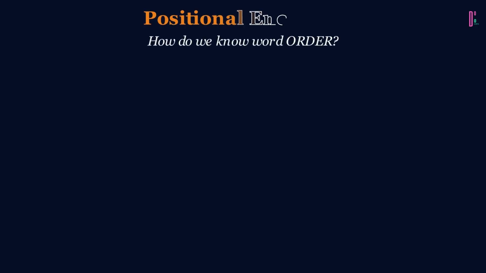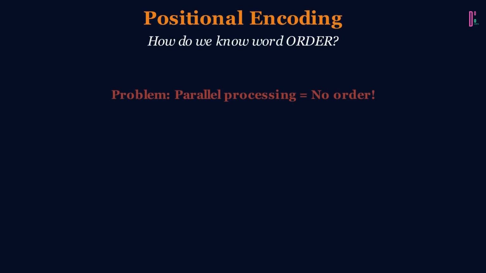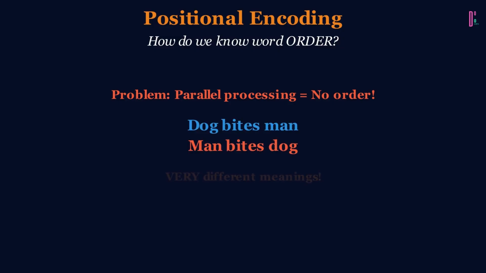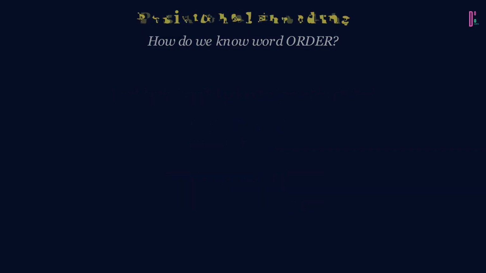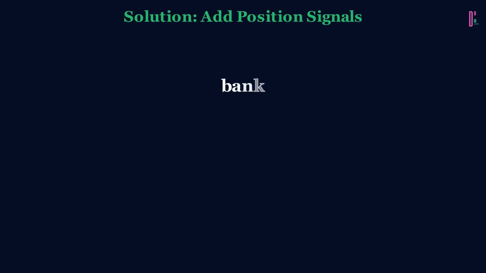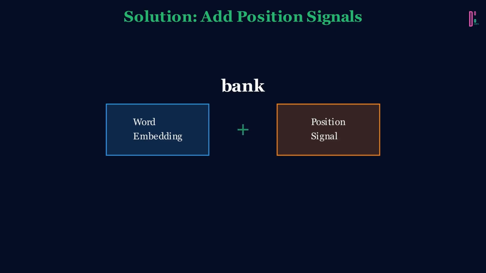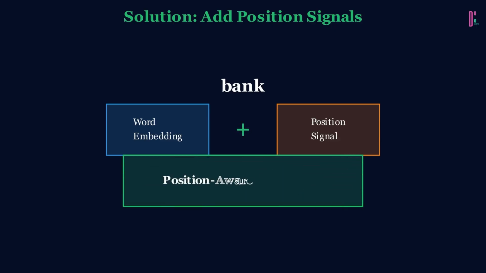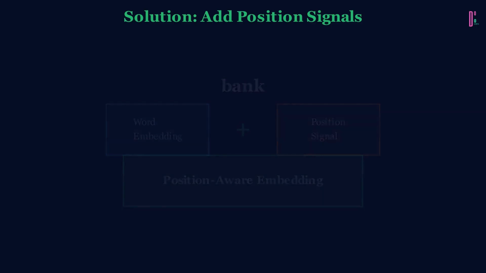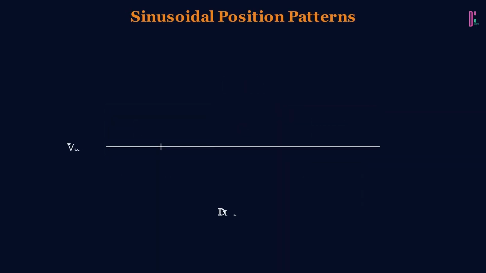Wait, there's a problem. If we process all words in parallel, how do we know their order? Dog bites man is very different from man bites dog. RNNs got order for free. They process sequentially. Transformers? They need help. Solution: positional encoding. Before attention, we add a unique position signal to each word's embedding. Position 1 gets a specific pattern. Position 2 gets a slightly different pattern. Position 100 gets its own unique signature.